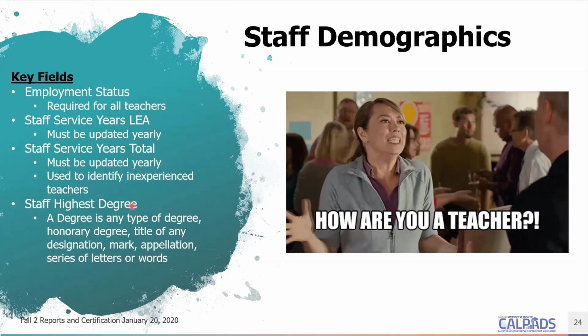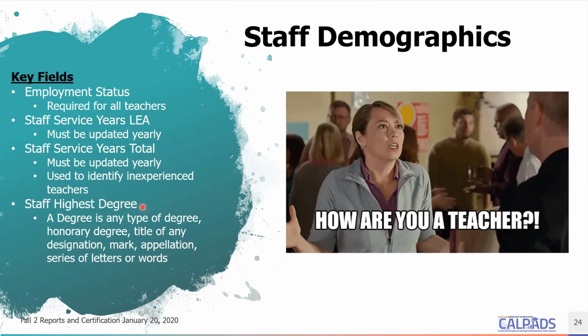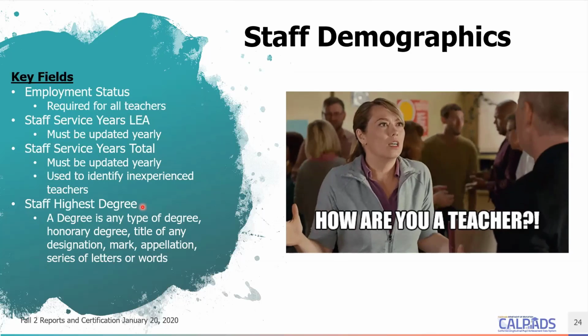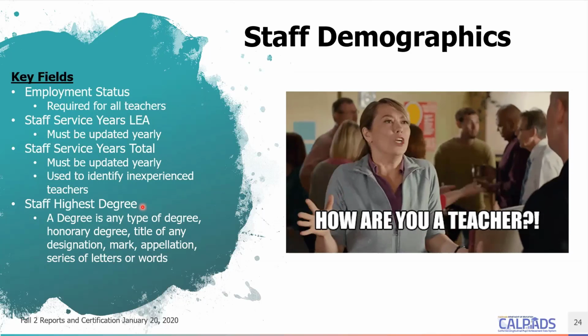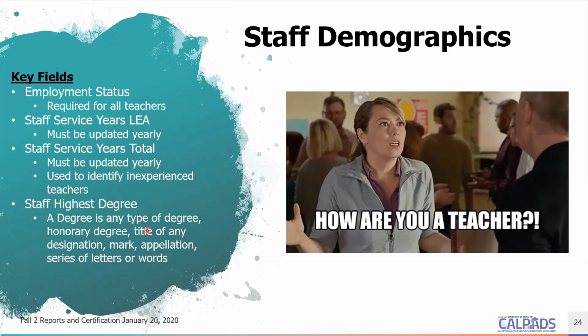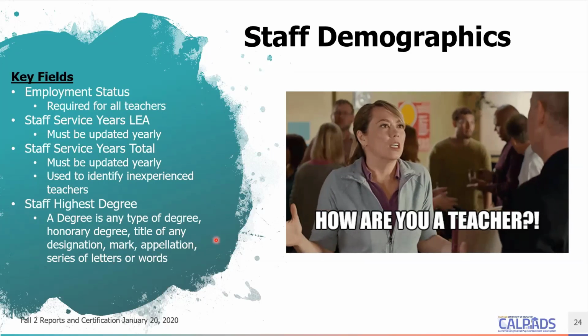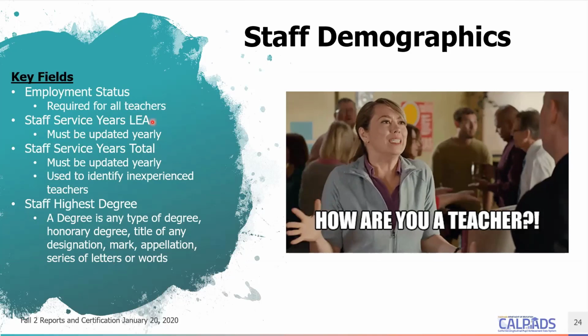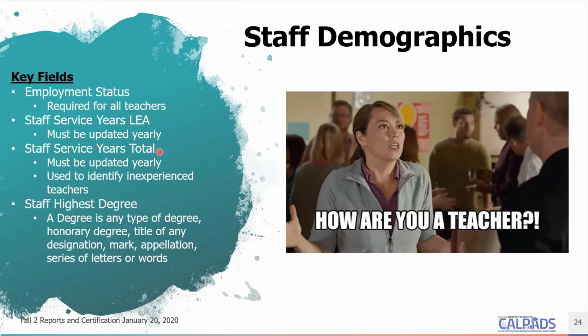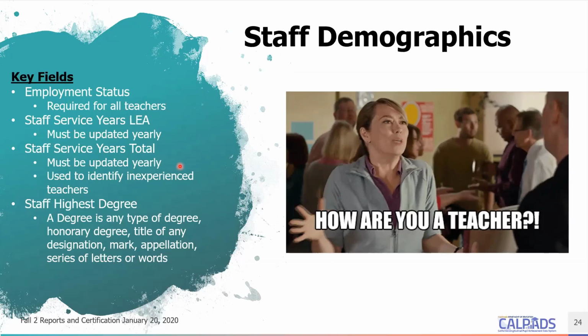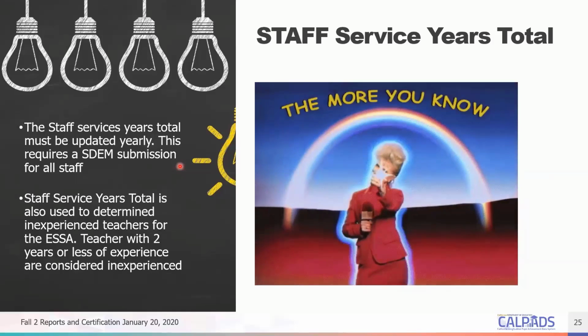Okay. Then of course you have your staff highest degree, which indicates the degree that they reached. So this could be a doctorate, masteral, college, or college degree. So those are your key data in your staff demographics. So just make sure staff service years LA and staff service years total is always reported, or there should be a +1 every year. So as I've mentioned, there is a consequence for not updating the staff service years. So if it remains below 2 years, then of course CalPADS will determine that as an inexperienced teacher.